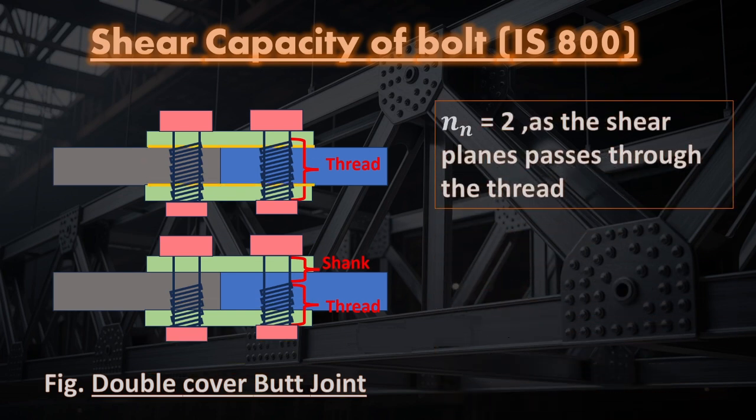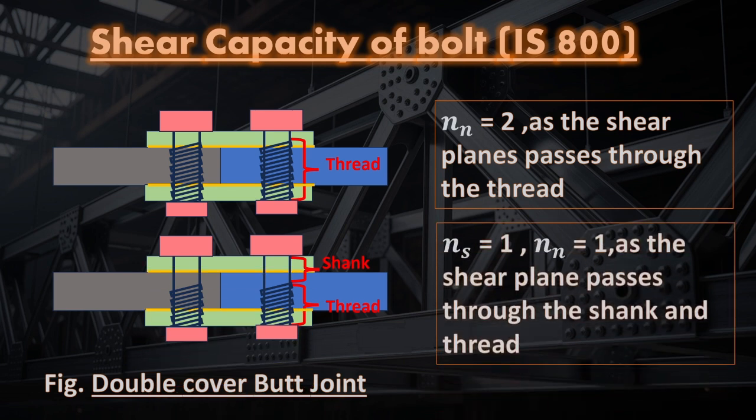Two cases can arise. 1. Both shear planes pass through the thread, and 2. One shear plane passes through thread and the other through shank.